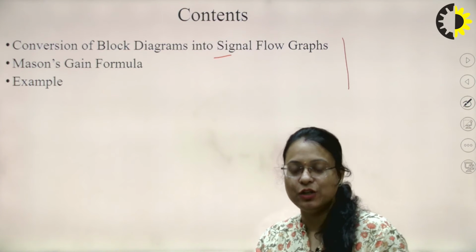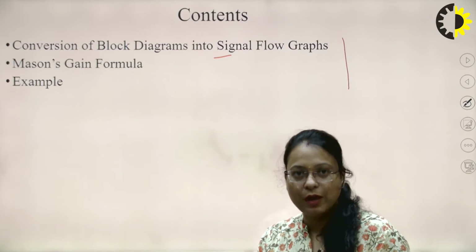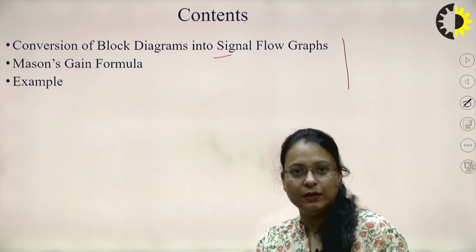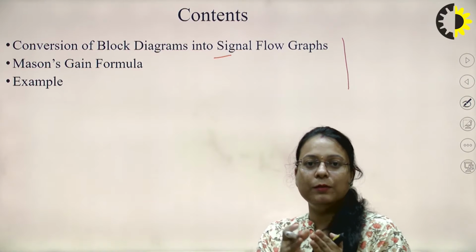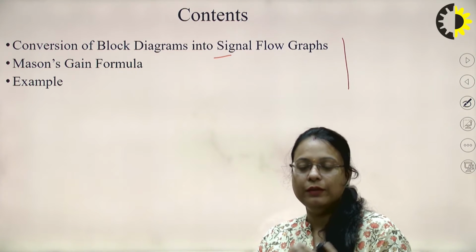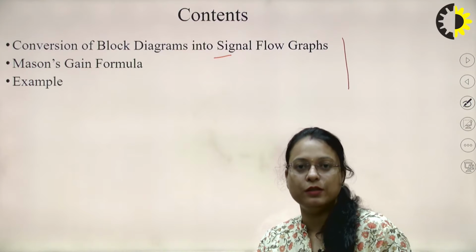In the previous lecture, I defined the signal flow graph, what is the need of the signal flow graph and why we require it. What are the basic steps to design the signal flow graph? Then what are the terminologies used in the signal flow graph?